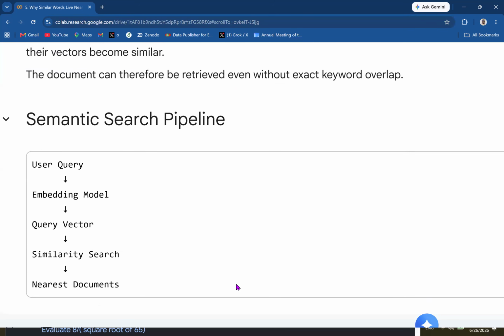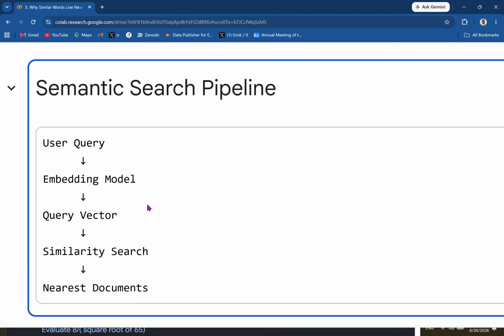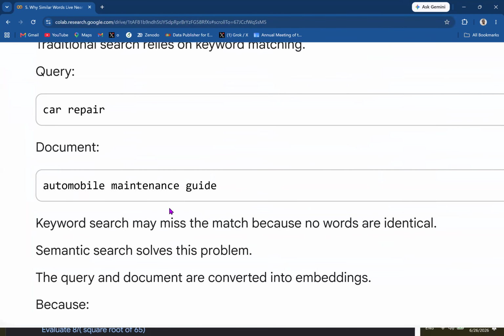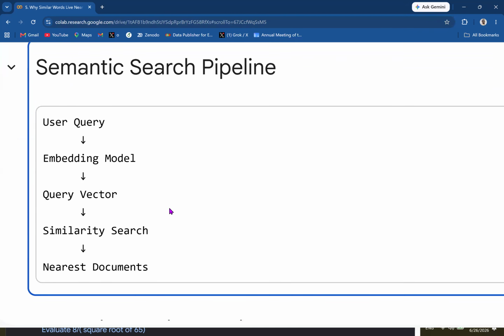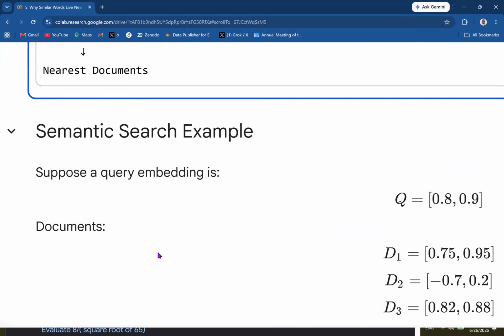The semantic pipeline then becomes something like this: the user query, then the embedding model. What embedding model are you using? Are you embedding tokens or words or even sentences? Then you have the query vector, and then you have the similarity search. You now have a comparison between your query and your documents, and then from there you get the nearest documents. So, we move on.